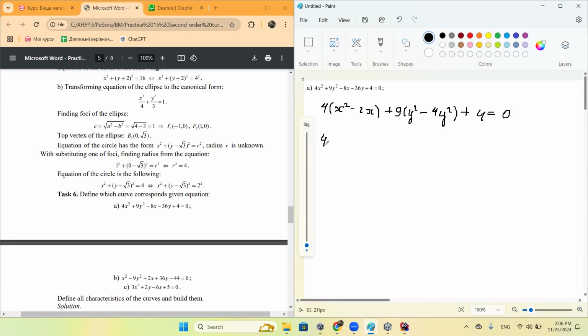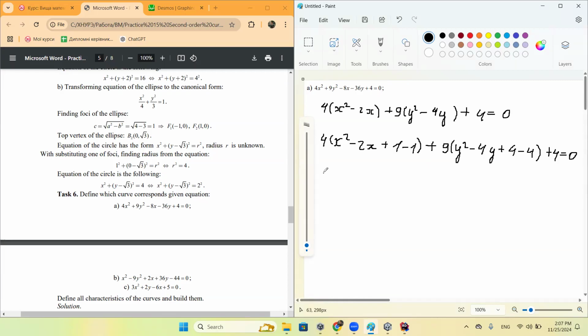And now let's start extracting perfect squares. So x in power of 2 minus 2x plus 1 and minus 1. So we will reduce it. Plus 9 by y in power of 2 minus 4y. Here is a mistake, nobody told me. Plus 4 minus 4 plus 4 equals 0.